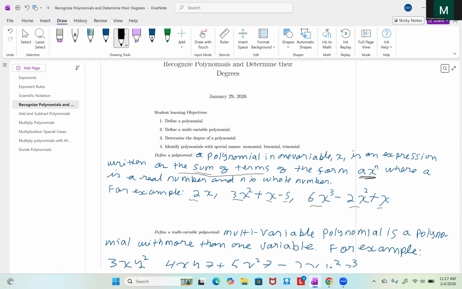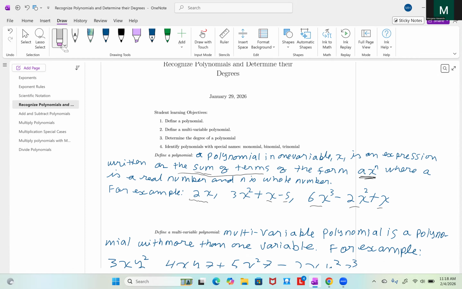The first example is 2x, only one term. A is 2, x is the variable, and the exponent is 1. When you don't see an exponent, the exponent is 1. The second example has 3 different terms. Each term is of the form ax to the power of n.